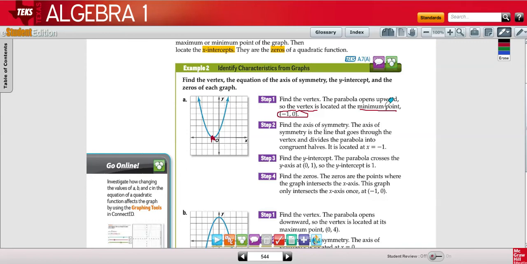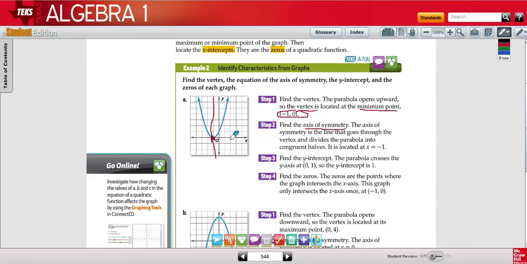That is our vertex. The next says find the equation of the axis of symmetry. Well, we know that the axis of symmetry has to cut our parabola in half. So this very, very neatly drawn line by me is our axis of symmetry. So next for step 2, I want you to write axis of symmetry. It is the line that goes through the vertex and divides the parabola into 2 congruent or equal halves.